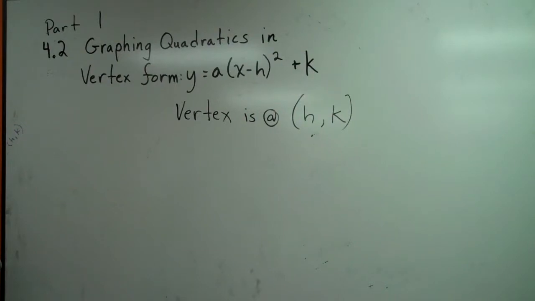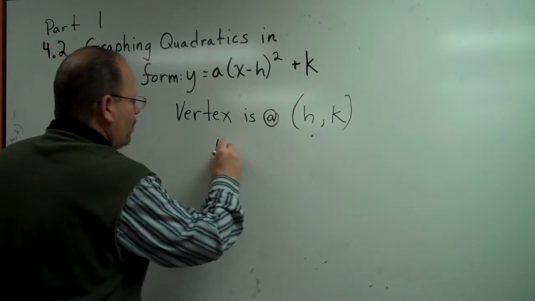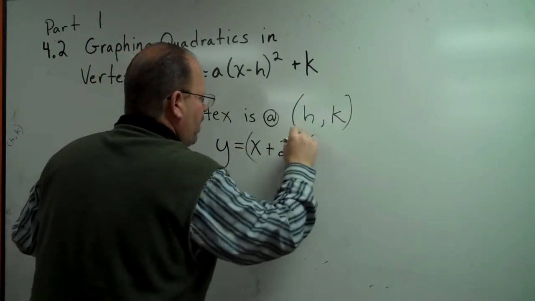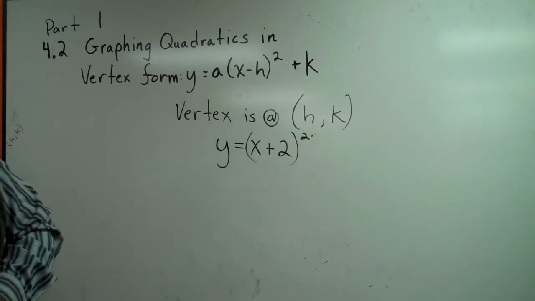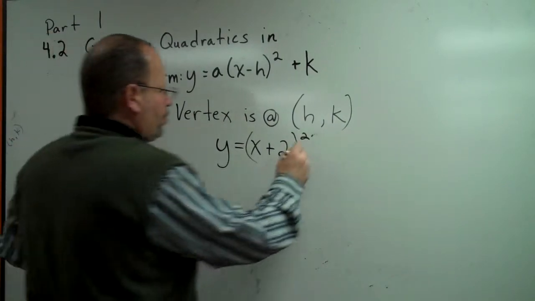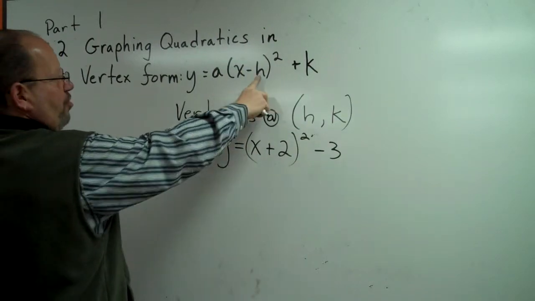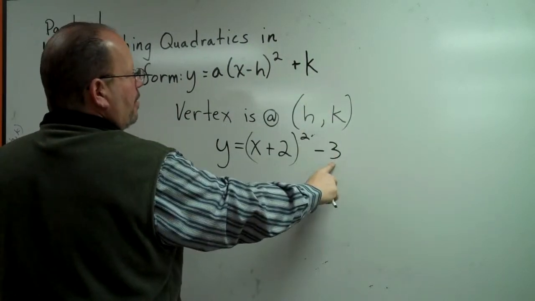So let's look at guided practice on page 246. We have number 1 as an example. y equals the quantity x plus 2 squared minus 3. So we look for our h and our k.